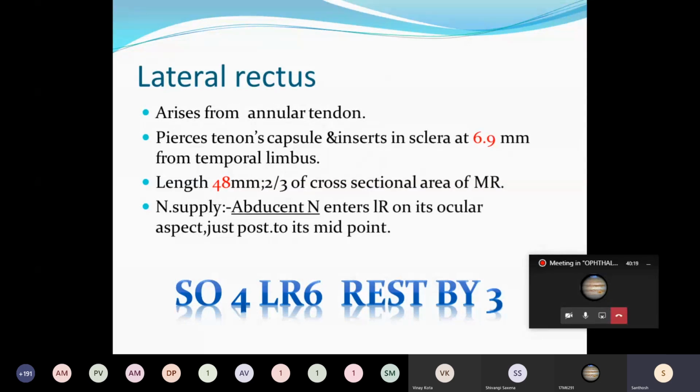That is the meaning of this particular mnemonic, which all of you must be already knowing. SO4, LR6, rest of the muscles by oculomotor nerve. That is the best way to remember the nerve supply, especially so it comes to your rescue when you are answering a viva question. You know the subject very well, but you are tensed up. So this mnemonic will definitely help you to recollect the nerve supply of all the muscles.